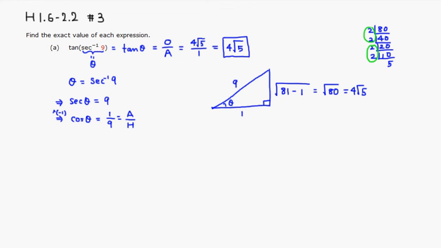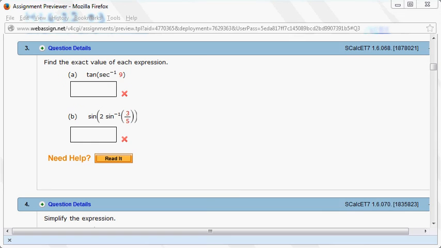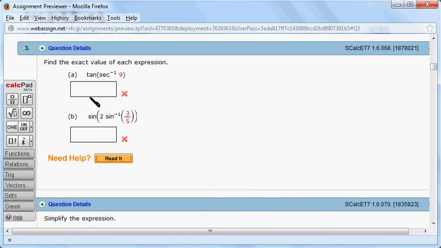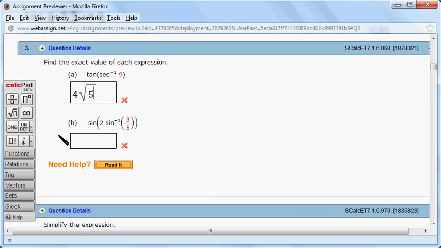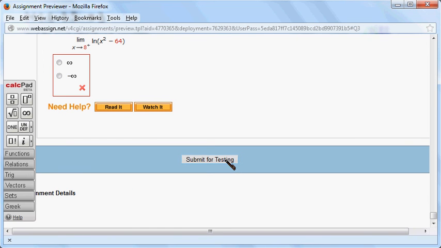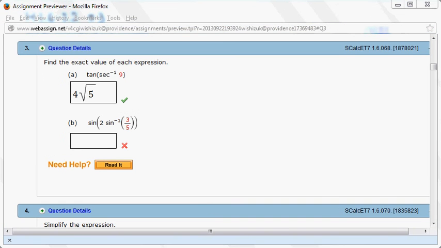So let's type it in. It was 4 square root of 5. Let's check the answer right here. All right, it came back, and it looks like we got part A correctly. That's it. I hope that this was clear.